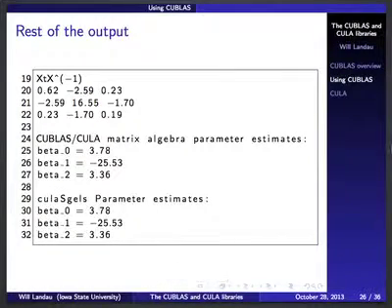And here's our output. So we have our X transpose X inverse that we got from CULA. There should be parentheses around X transpose X. That's all inverted. So these parameter estimates from CUBLAS and CULA, from all the matrix algebra, these are the parameter estimates the hard way, and they agree with the estimates from the easy way using CULA sgels.